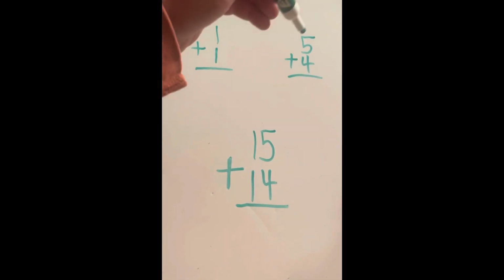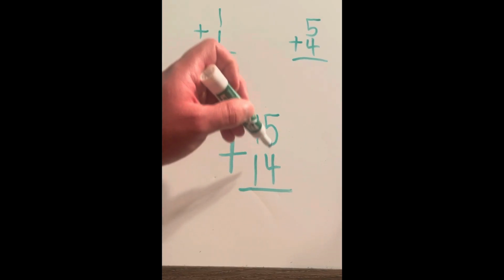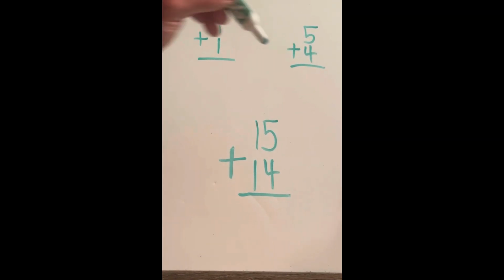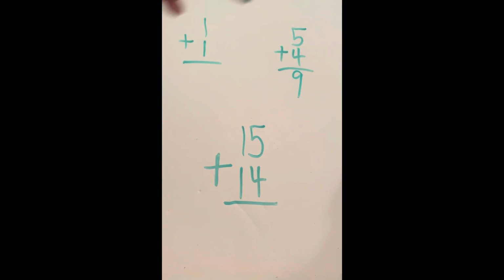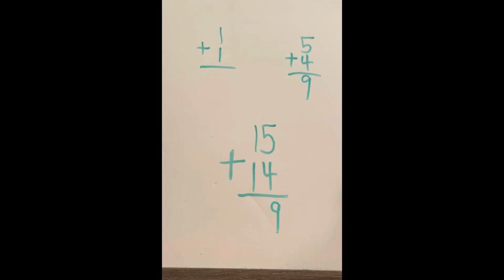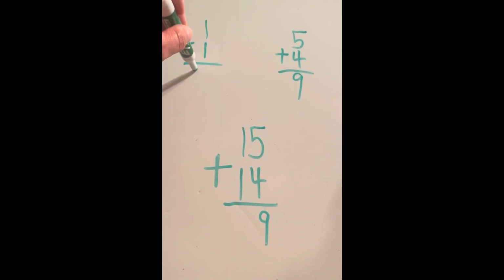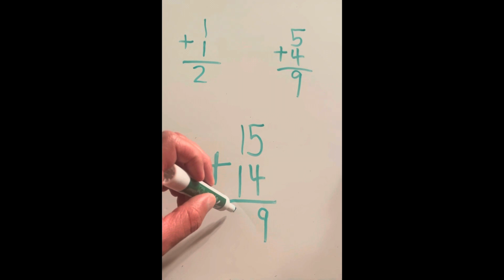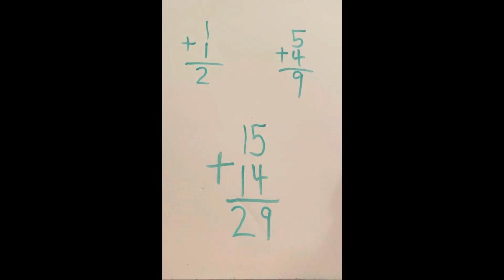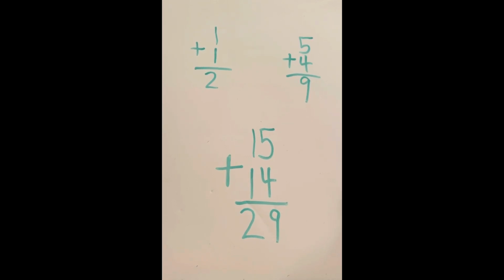I actually put two one-digit problems up here just so it would be easier for you to see. So the digits all the way to the right, 5 plus 4. 5 plus 4 equals 9. Now going to the tens place, 1 plus 1 equals 2. And our answer is 29. 15 plus 14 equals 29.